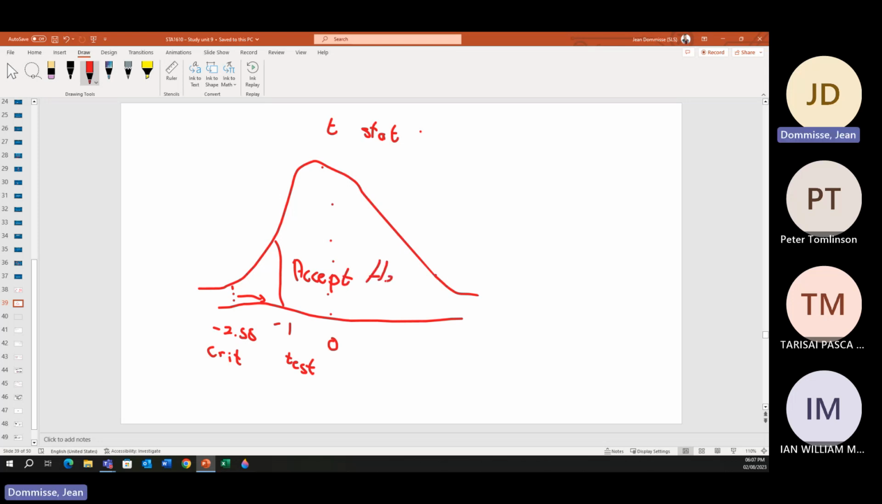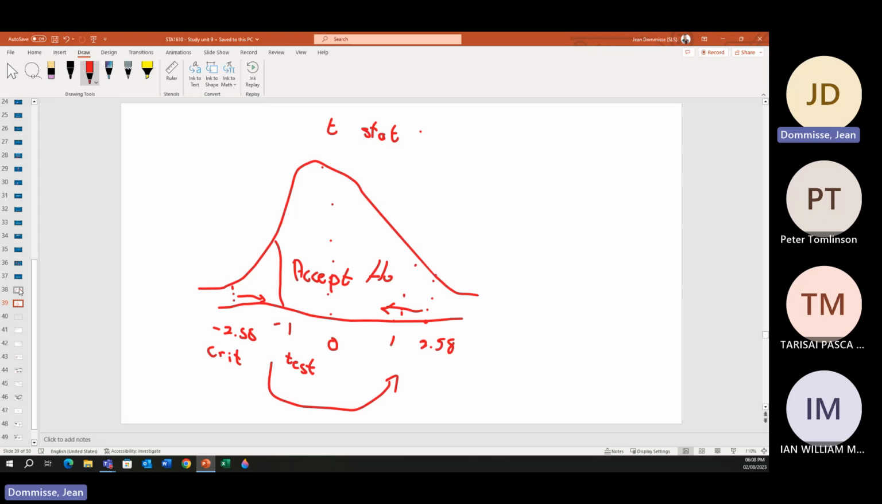So if we had it that all was on this side, it would have been the same. You would have had your 2.58, you would have had your 1 there, and the one that you calculated is on the inside of that, so you would have accepted the null hypothesis.